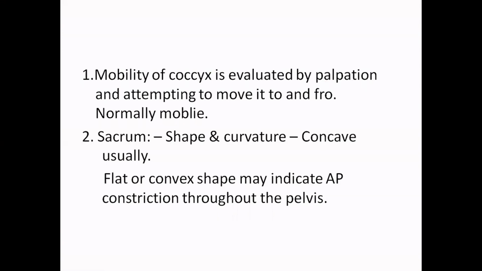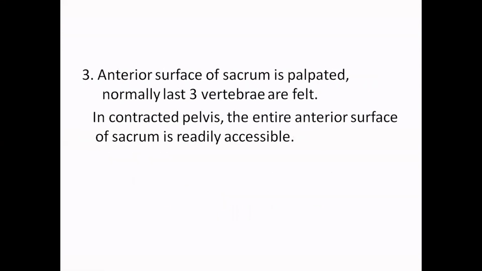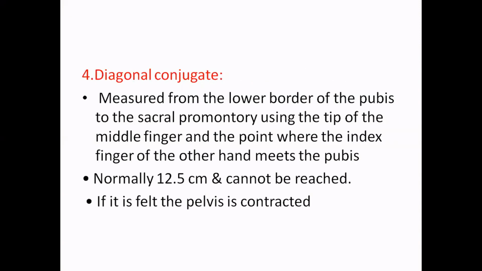Coming to the sacrum, we should assess the shape and curvature of the sacrum. Usually it is concave, but if it is flat or convex in shape, this indicates anterior-posterior constriction throughout the pelvis. Normally, the last three vertebrae of the anterior surface of the sacrum can be palpated, but in the case of a contracted pelvis, the entire anterior surface of the sacrum is readily accessible.